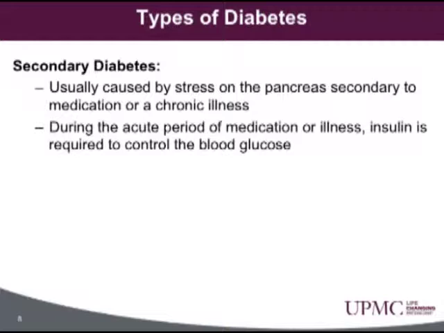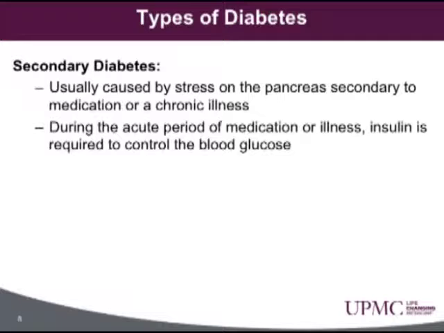Secondary diabetes is usually caused by a stress on the pancreas, and it's secondary to either medications or a chronic illness. We see this in the hospital, and it can happen during an acute period of medication or illness, and we have to use insulin to control the blood sugar during that time.